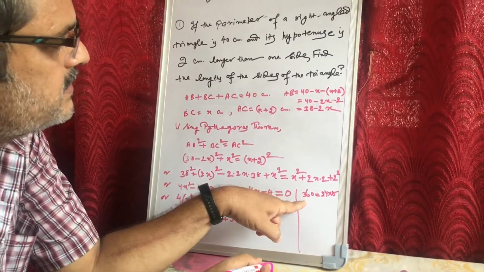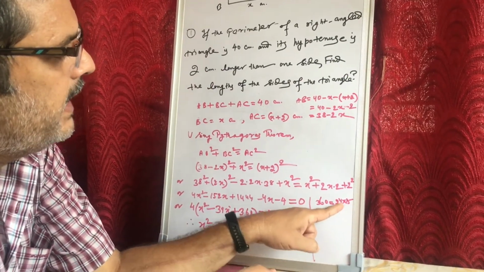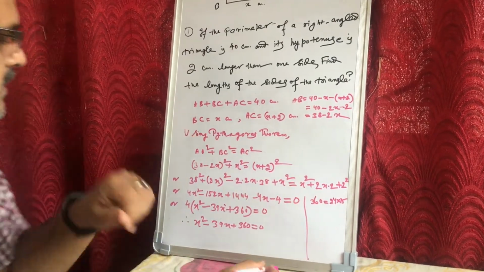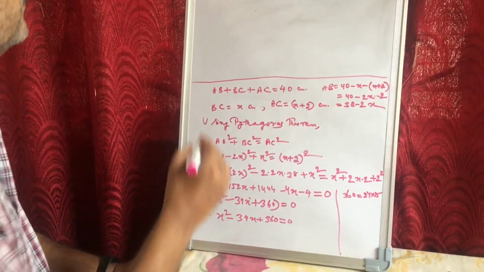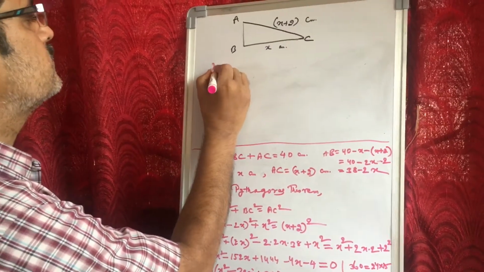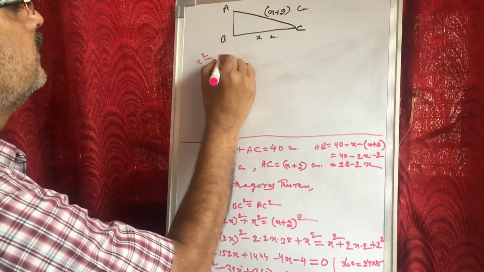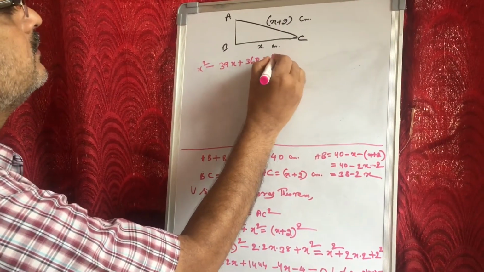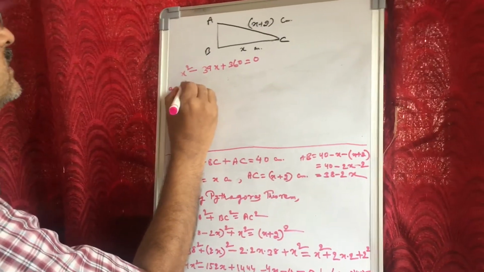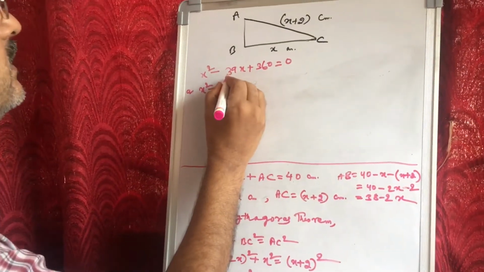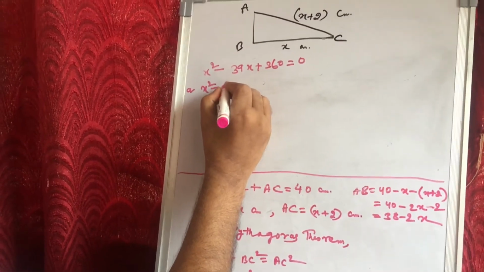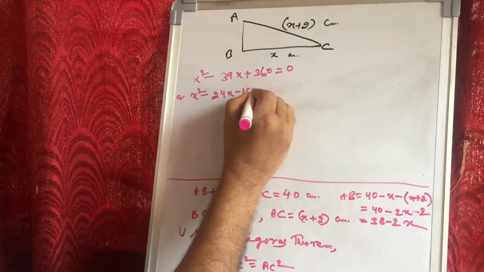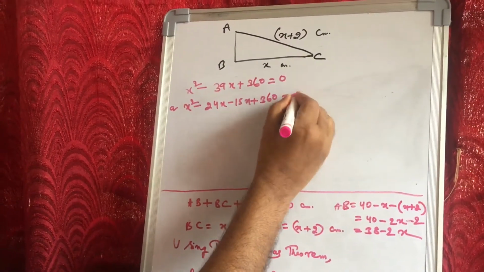The two factors of 360 will be 24 and 15, and their addition will be 39. 24 plus 15 is equal to 39. So now x square minus 39x plus 360 is equal to 0. So x square minus 39x will be written like this, minus 24x minus 15x plus 360 is equal to 0.